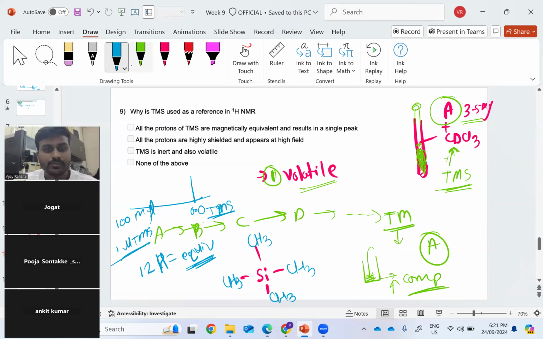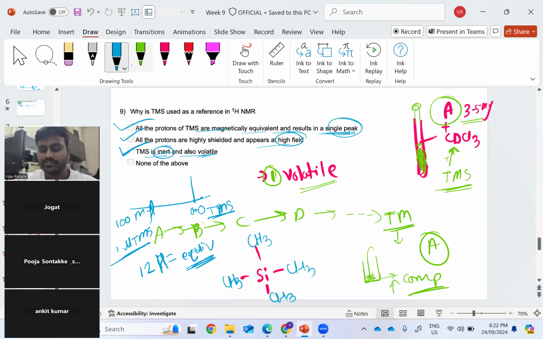Also, if you look here, this answer is the correct one: the TMS is inert and volatile. The word inert is also important because it doesn't react with any functional group in our compound. That's why we use the TMS. Also, all the protons in the TMS are magnetically equivalent, so we get only a single peak at zero ppm, and all protons are highly shielded and appear at high field.